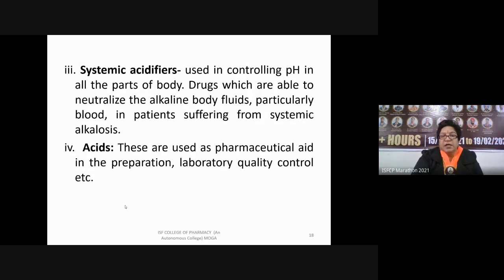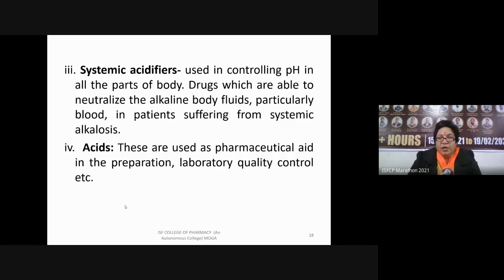Then third are the systemic acidifiers. Systemic means system, inside the blood, inside the circulation, systemic circulation. You will read in anatomy and physiology. So systemic acidifiers are used in controlling pH in all the parts of the body. In all the parts, they are not restricted to gastric or the stomach. They are used in controlling the pH in all the parts of the body.